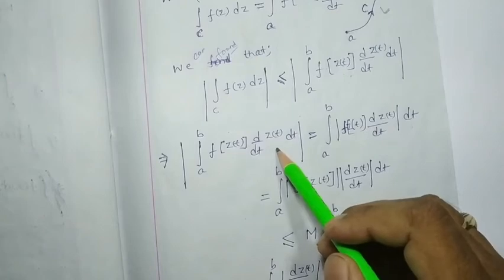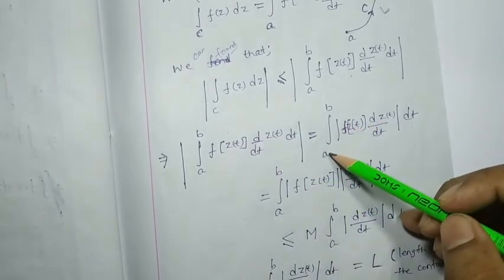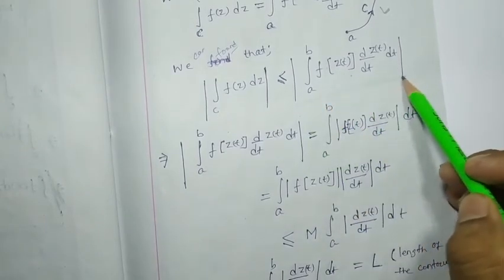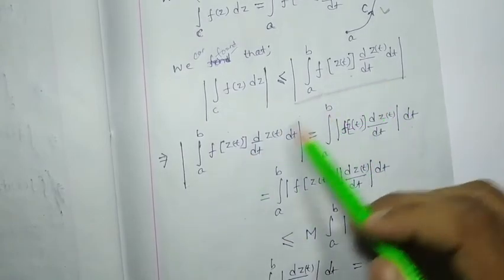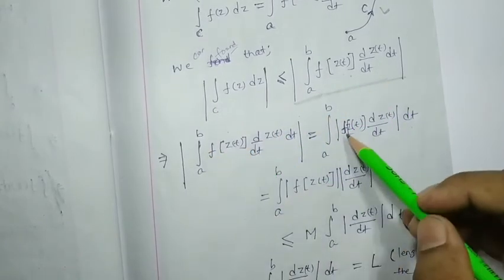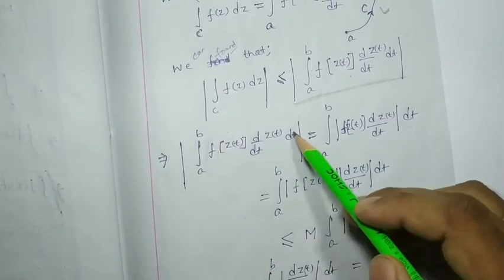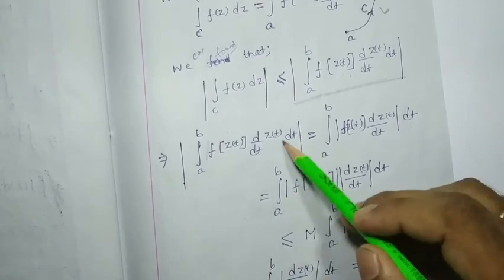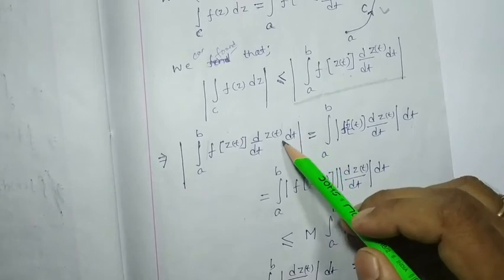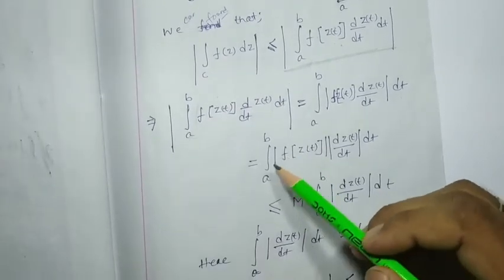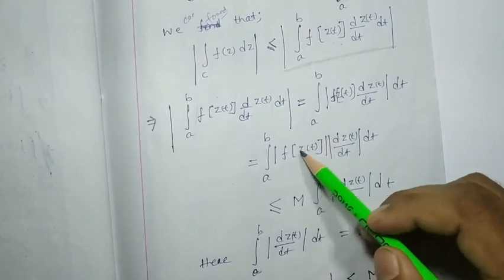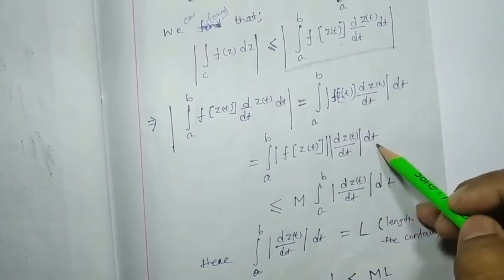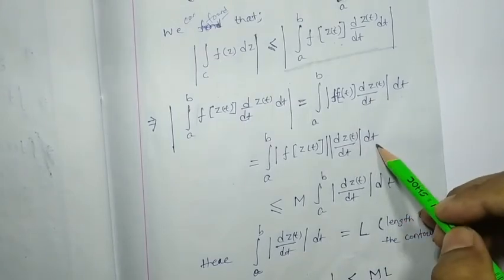But I am just going to consider the modulus of this value. So the modulus of this value will be equal to the integral from A to B of the modulus of this one, and dt is outside. Because dt is the changing variable, it has to go outside of the modulus. So the integral from A to B of the modulus of f(z(t)) and the modulus of dz(t)/dt into dt.